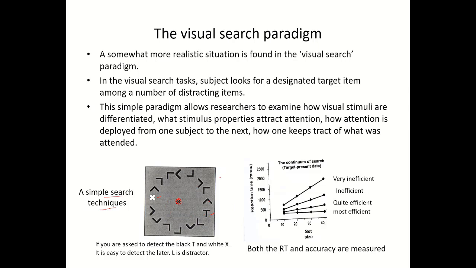However, if now the subject is told to find out where the T is, then it is a little more difficult than this one, because the color of other objects is the same, only the shape is different, right? So you have to look at two things, right?